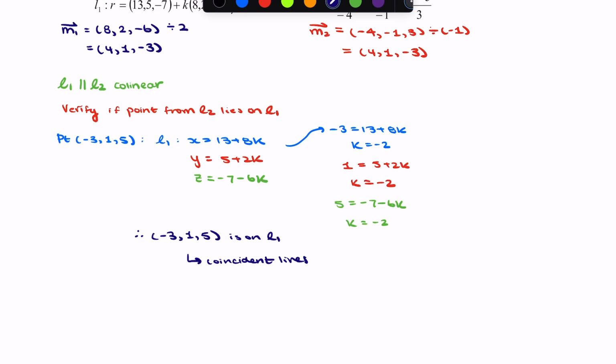Okay. And so that means that they are parallel and coincident, which shows that, again, there is infinite points of intersection.